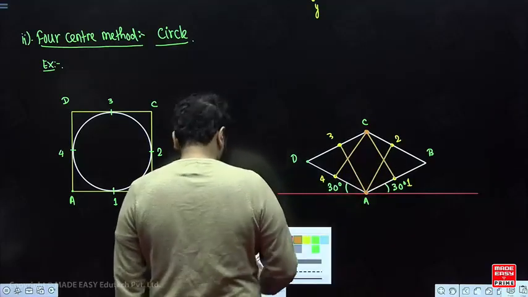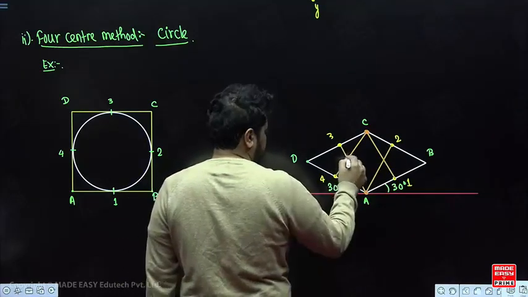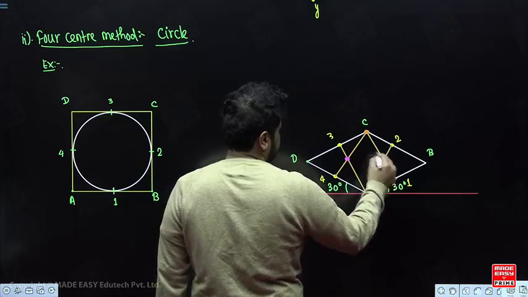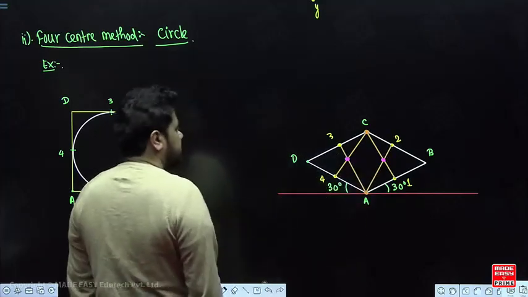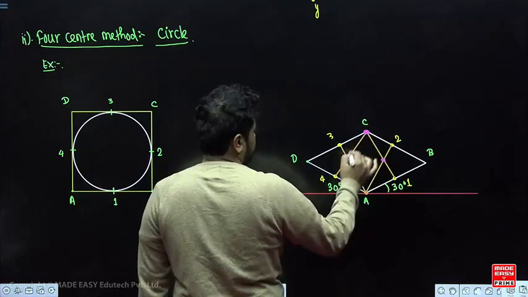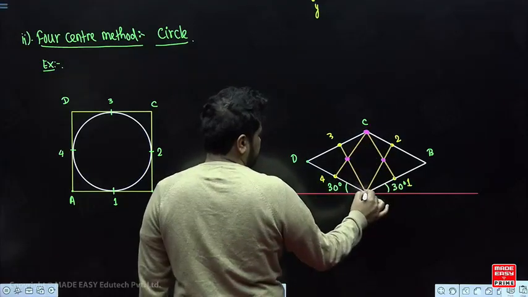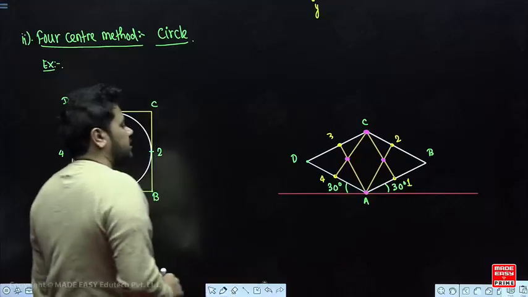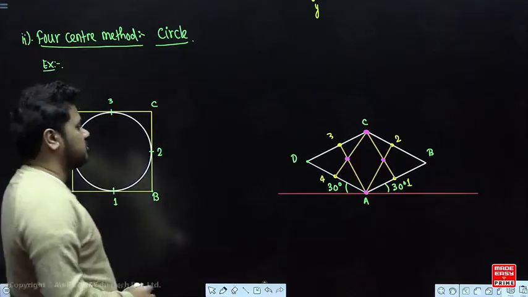Correct? So you are going to get two more centers. One more center here, another center here. Correct? So how many centers have you got? Totally you have got four centers. This is one center, two, this is the third center, this is the fourth center, right? So there are four centers. That is why it is called the 4 center method.